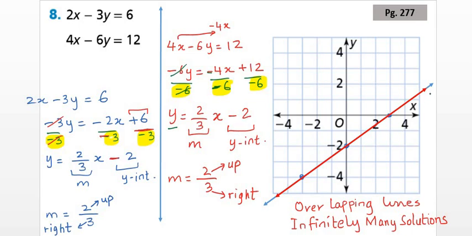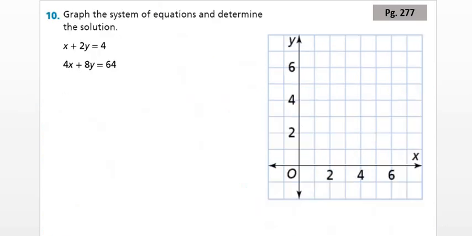Then when I drew the lines here, they were overlapping lines. I made one of the lines, the blue one, a little bit longer and the red one a little bit shorter, so you can see that they are overlapping each other. So we will say that there are infinitely many solutions. Let's solve one more question. I want you to pause the video here, solve it on your own, and then play the video to check your answers.